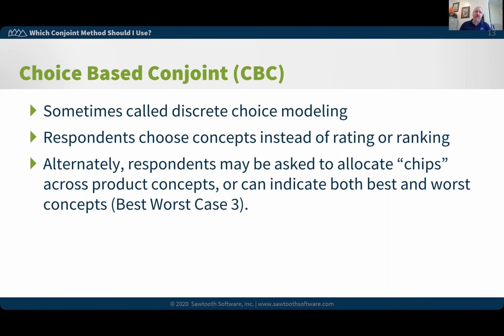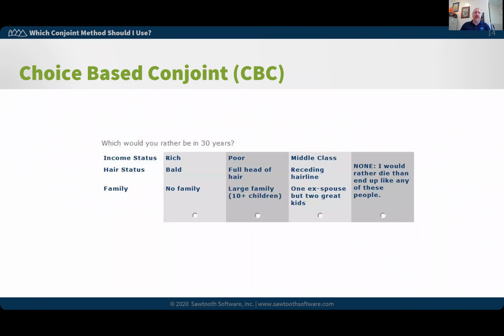But essentially what happens with choice-based conjoint is respondents are given a choice like this, where you say, which would you rather be in 30 years? And we've got different attributes. So you've got income status, your hair status, and your family situation. You can be rich or poor or middle class. You can have lots of hair or some hair, or you can be totally bald. And for family, you can have no family, or you can have a very, very large family, or you can have some things that worked out with your family, some things where you're better off friends, right? So you look at these 3 choices here, and you choose which one you'd rather be in 30 years.